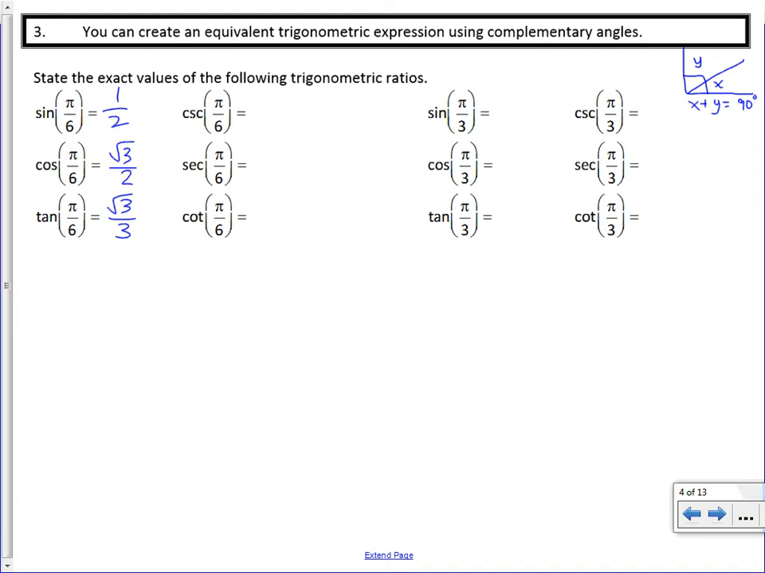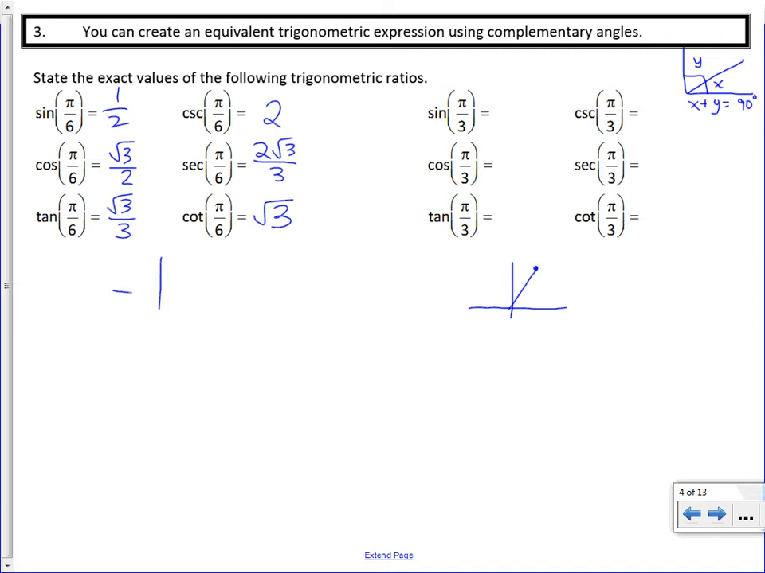And then cosecant, secant, and cotangent are just going to be the reciprocals of what you just wrote. So what are the reciprocals? We've got 2, root 3 over 3, and 3. Good. For sine of pi over 3, now we're at this location, right?